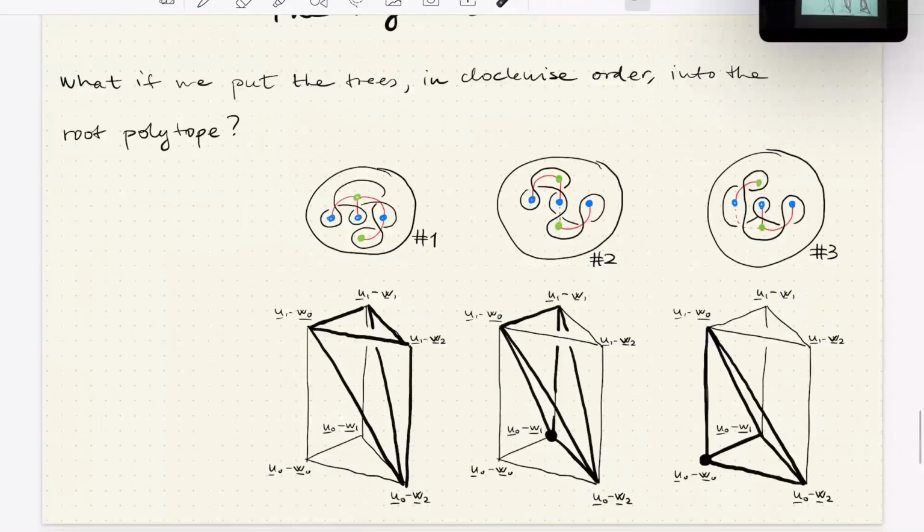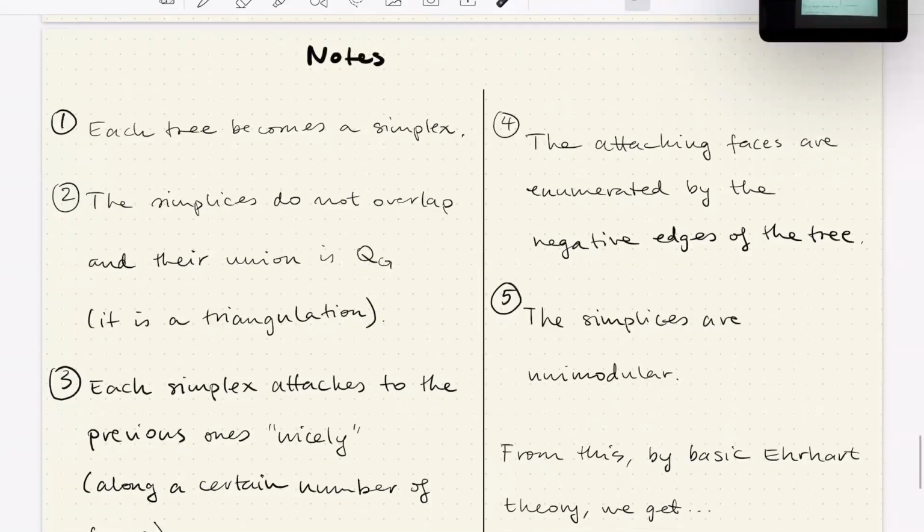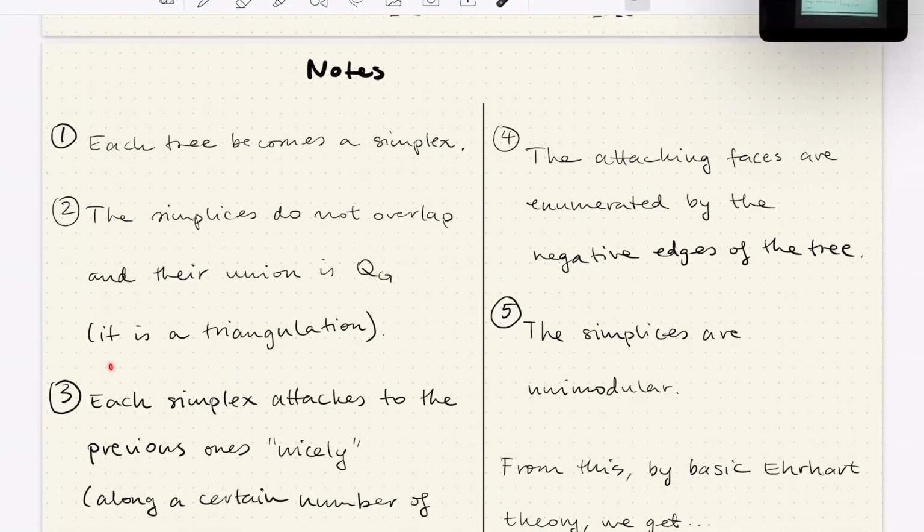In general, what we are able to say is that, first of all, all these simplices form a triangulation of the root polytope. That's going to be a general fact. And this order of the simplices is a so-called shelling order, in case you heard that. If not, forget it. What it means is that all these simplices attach to the previous ones very nicely along a certain number of faces.